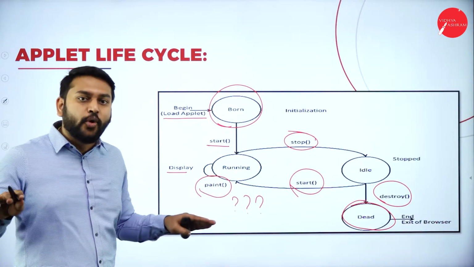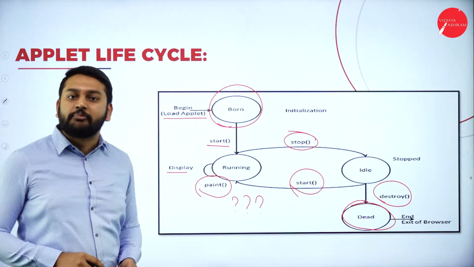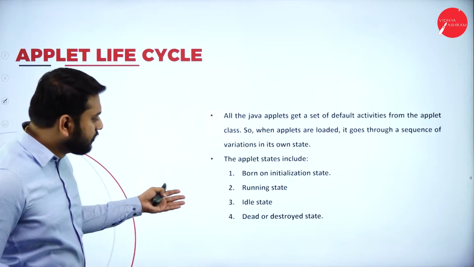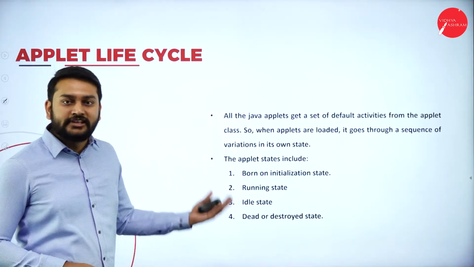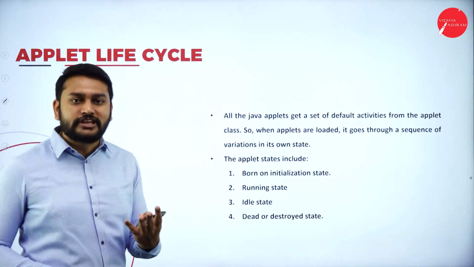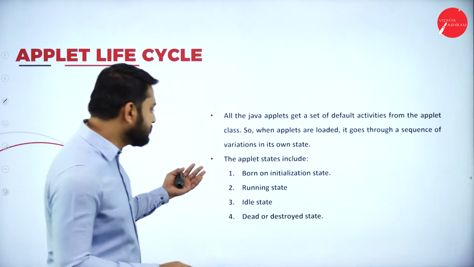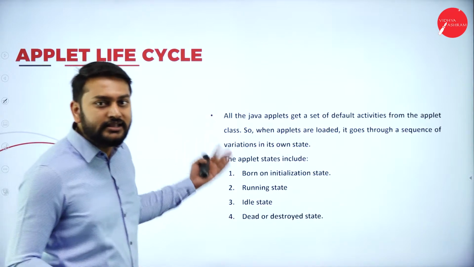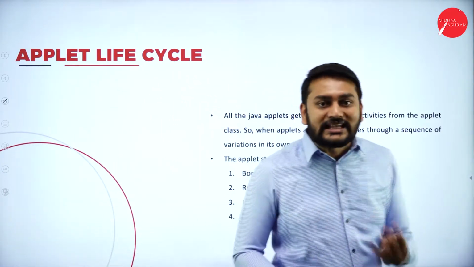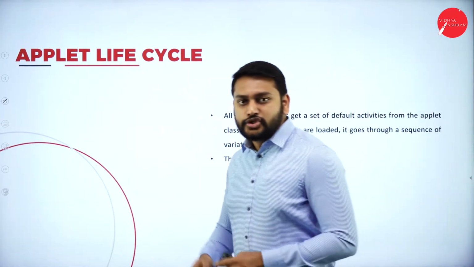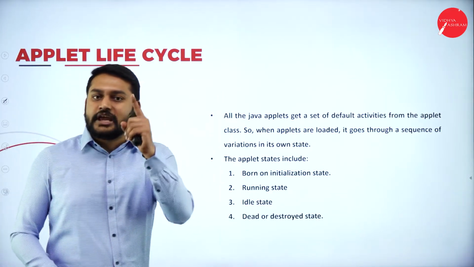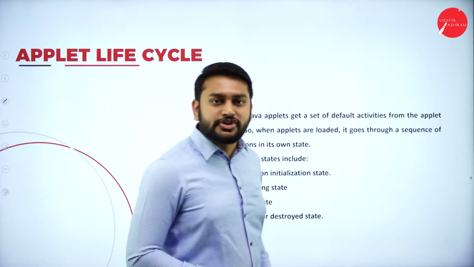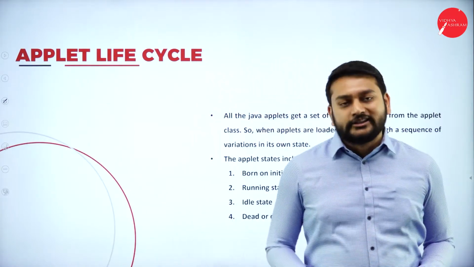This is just an overview of the life cycle of an applet. So guys, that's what I have here. Let me not bore you by saying the same thing. You have four different states in the applet. The first state is the born state, the second is the running state, the third is the idle state, and the last is the dead state. You all know that, all right? I will be discussing each of these states in detail in the coming session.